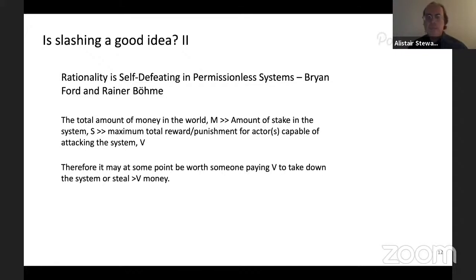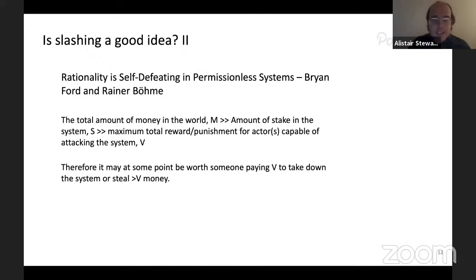The total amount of money in the world is bigger than the amount of stake securing the system, which in turn is much bigger than the actual total reward and punishment for actors capable of attacking the system. And this certainly was holding true for our sharded system. And then they made the argument that, okay, so why don't we just spend V and attack the system?